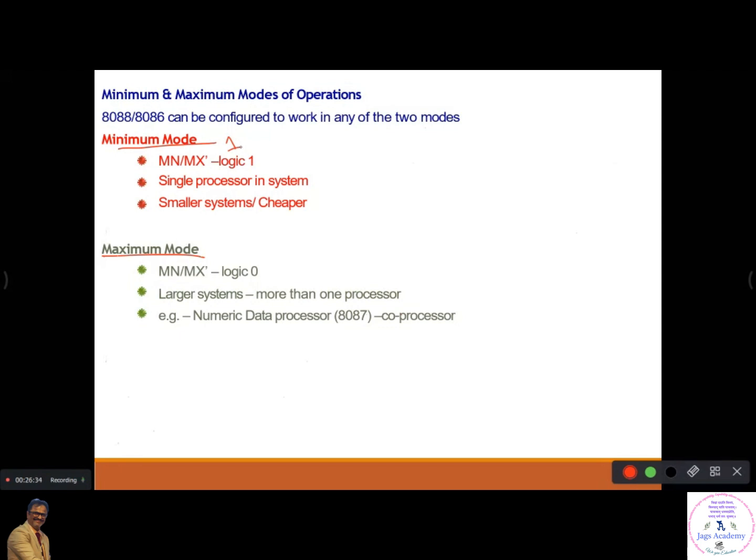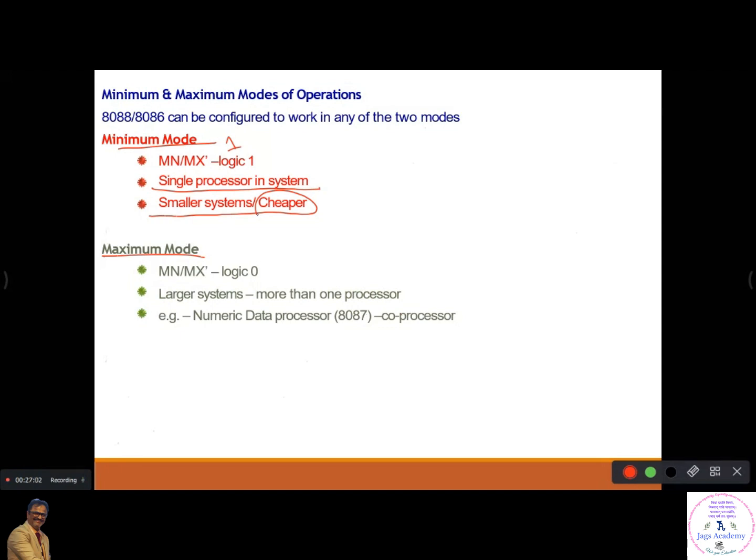In minimum mode, how does it work? In minimum mode, it works as a single microprocessor system. There is only one microprocessor working. We can say it's a microcomputer system with one microprocessor, nothing else. So it is suitable for smaller systems. It is cheaper.